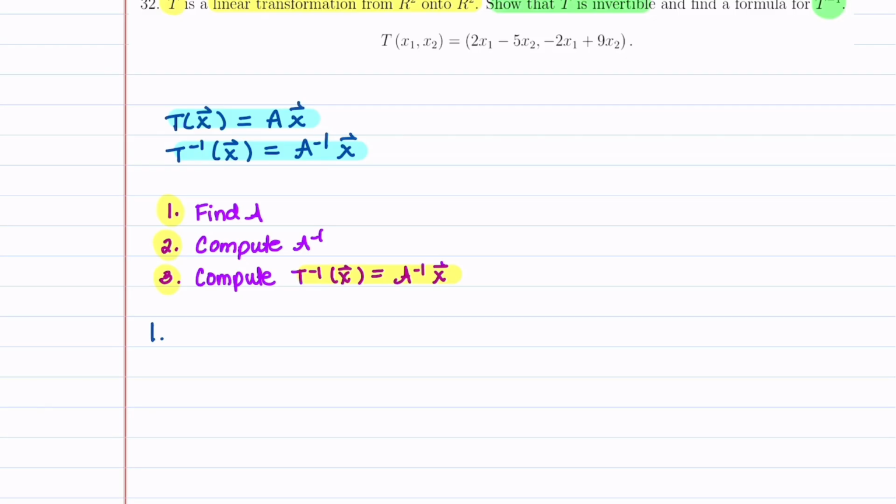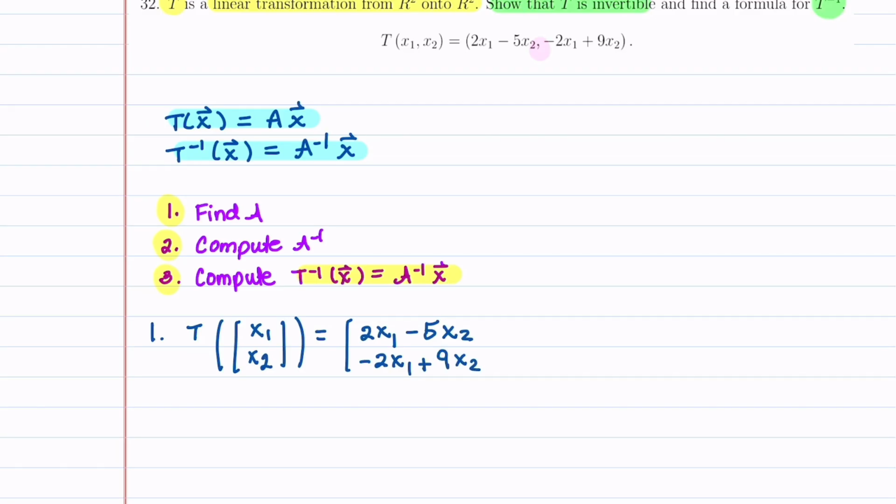The easiest way to do this is to take our transformation and write it as a vector. So this is T of x1, x2. And then notice up here in our transformation, do you see that we have a comma? When you have a transformation written like this, the comma separates each row of the transformation. So our transformation is going to have 2 rows. So we'll put our bracket like this. The first row is 2x1 minus 5x2. And then the second row is minus 2x1 plus 9x2.